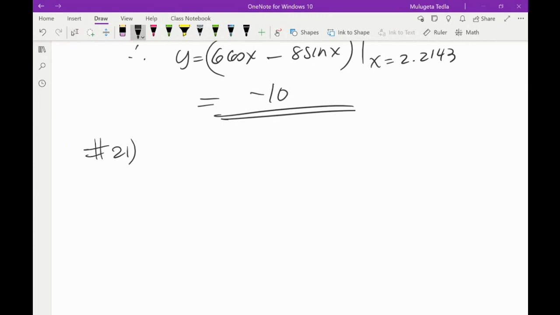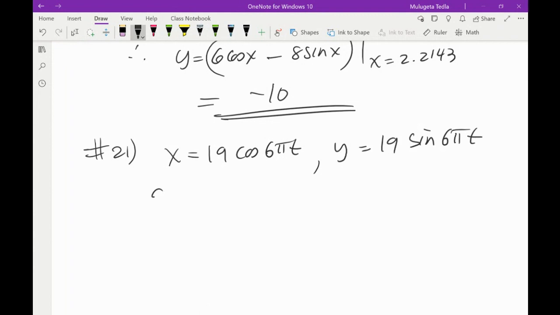A point on the outer edge of 38 centimeter can be described by the equation x equal to 19 cos of 6 pi t, right? y equal to 19 sine of 6 pi t, right? Then find the velocity. This is what they give us. So dx by dt, right? What is dy by dt?